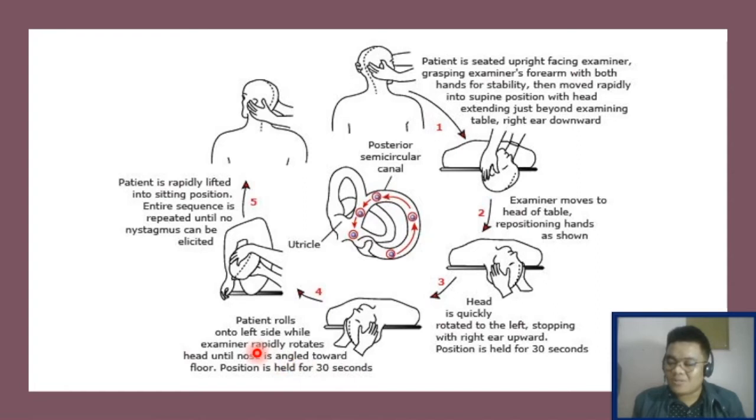And then the patient rolls onto the left side while the examiner rotates his head until the nose is angled towards the floor. And this position again is held for 30 seconds. So let's look at this. This will be the movement from number 1 to number 5, assuming that there is debris present in the semicircular canal. And then the patient is rapidly lifted into sitting position. And then the entire sequence is repeated until no nystagmus can be elicited during the procedure. So basically the purpose is to dislodge or to remove the canalith or the debris from your semicircular canal. As a nurse, class, I'm not able to perform your Epley maneuver. This is usually done by a physician.